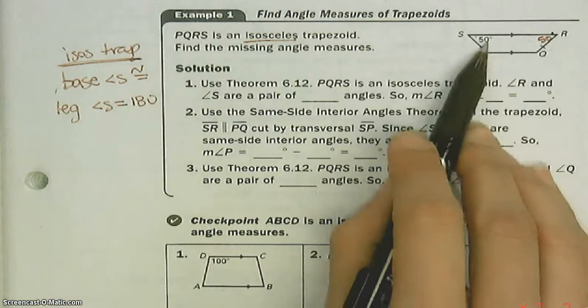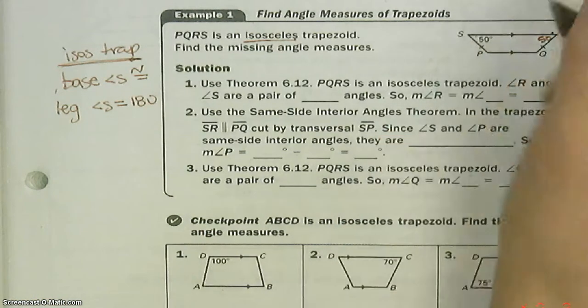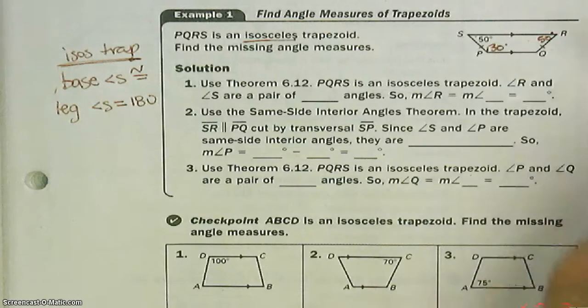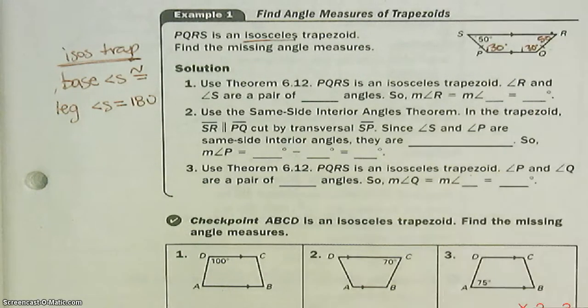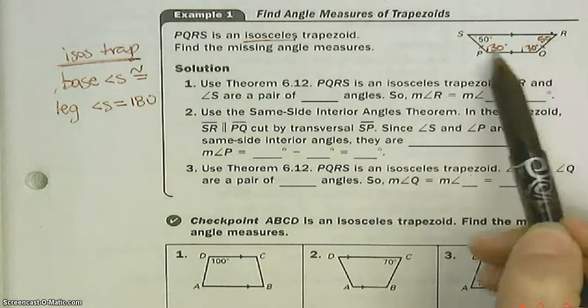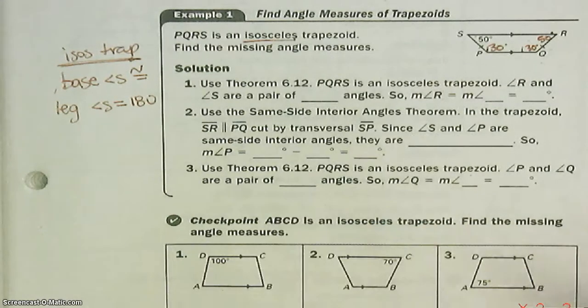So these two are a leg angle. We already have 50 degrees, which means we must need 130 more. Same thing here, we've got 50, this must be 130 more. Now this is a lot different than a parallelogram. A parallelogram has opposite angles equal, but not here, because this is a trapezoid.